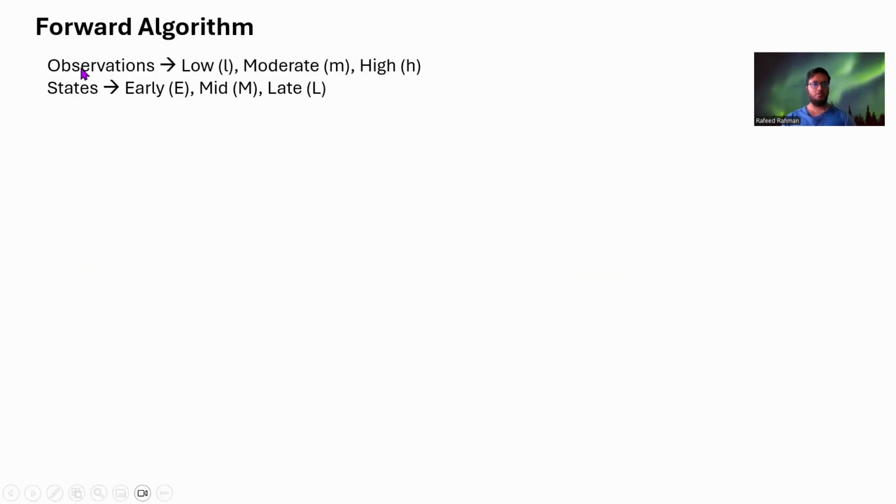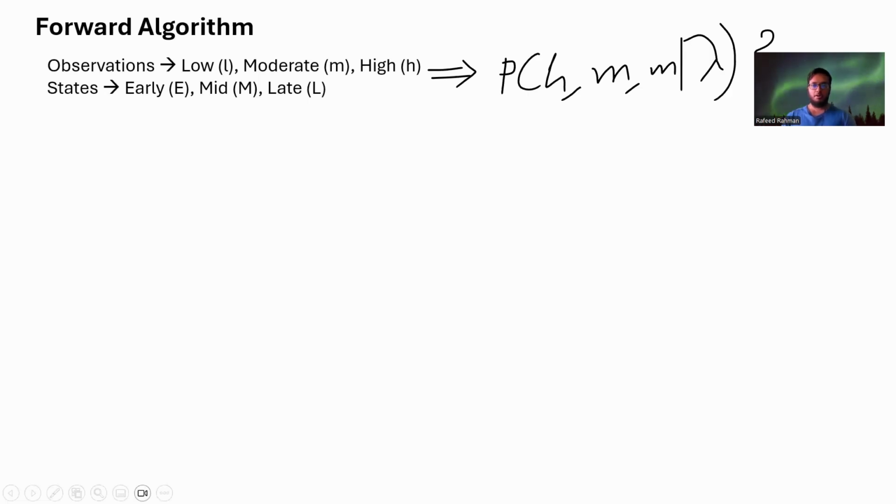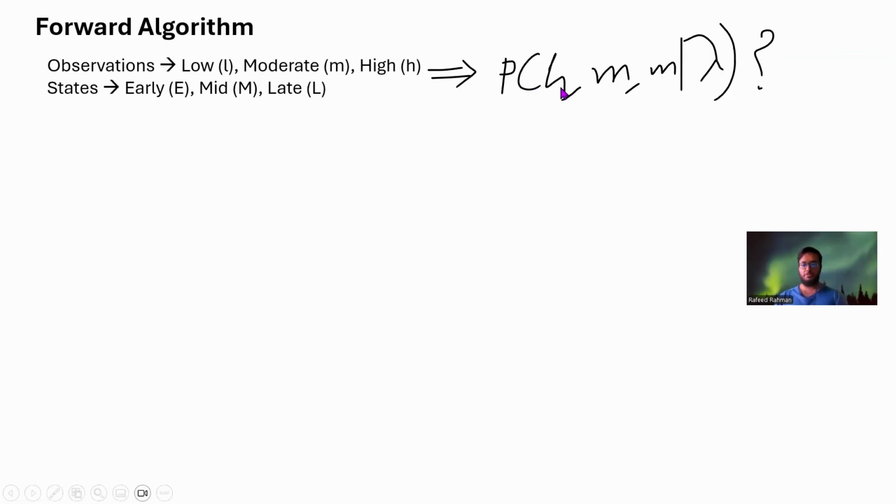So first of all, we have the observations and we have the states. I have basically made some abbreviations here for my own sake. Observations low, moderate, and high are denoted by small letters, and the states are denoted by capital letters. Our goal here is to find the probability of seeing a high, moderate, and moderate ctDNA level given lambda. Obviously this is a toy example, and I'm just showing you 3 time steps and 3 observations, because otherwise the example is going to become too big. So hopefully it will clear things up for you.